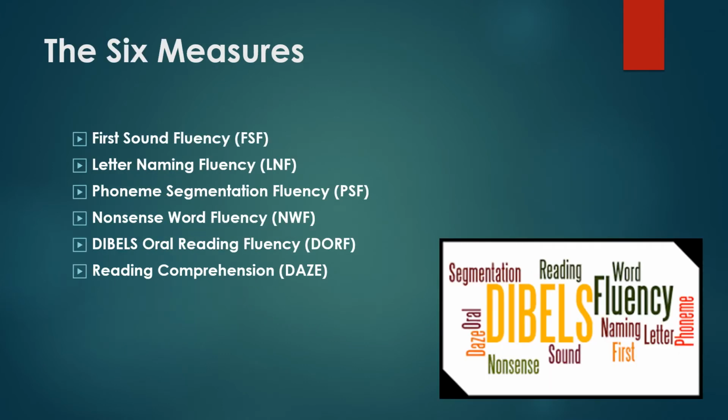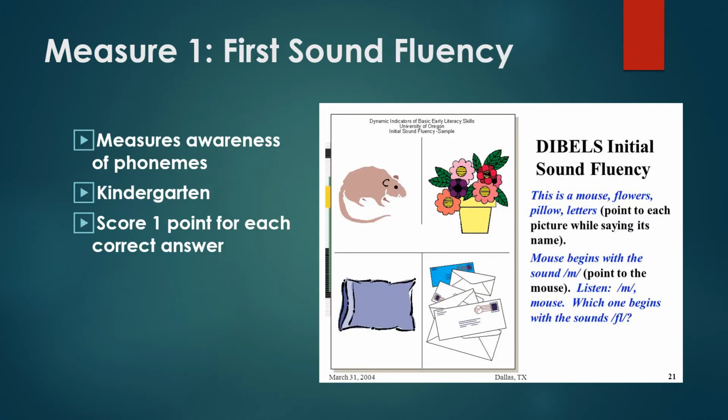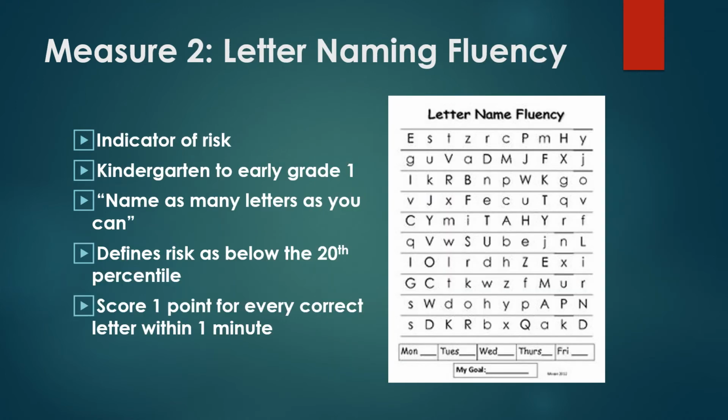DIBELS includes 6 measures for assessing students from kindergarten to grade 6. First sound fluency tests phonemic awareness, hearing and using sounds in spoken words, and is used for assessment and screening of kindergarten students. In this measure, students are read a word and then asked to identify the first sound of the word. For example, moon. What is the first sound in moon?